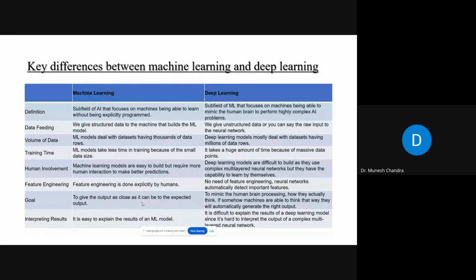Whenever we are talking about the volume of data, machine learning models basically deal with thousands of data rows, which means the size of data is limited to the thousands only. So if the data size is small, in the thousands only, then we can go for machine learning algorithms. But if the data size is large, then we can go for deep learning algorithms. Even if we have millions of data rows, deep learning algorithms perform very well.